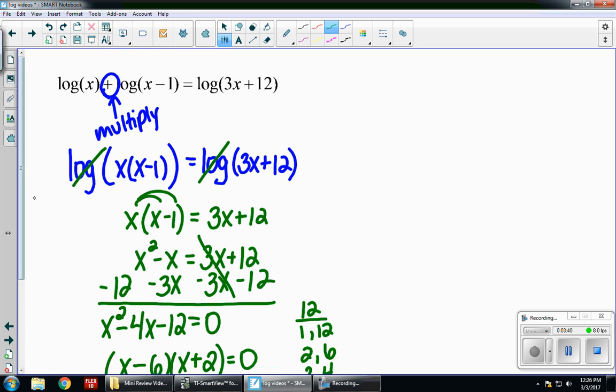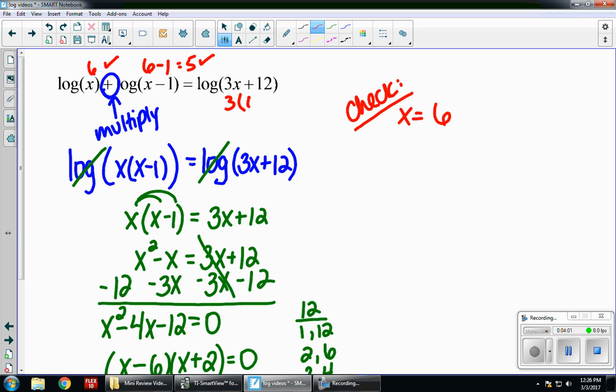So when I check, I have lots of things to plug back into this time. So my first answer was x equals 6. When I plug that in here, I get 6. That's good. That's a positive. Here, 6 minus 1 is 5. Good. That's a positive as well. Here, 3 times 6 plus 12, I'm going to get 30. That's good. That's a positive. Let me just quickly erase those so we can check the negative 2.